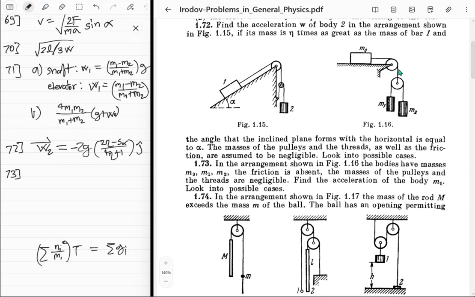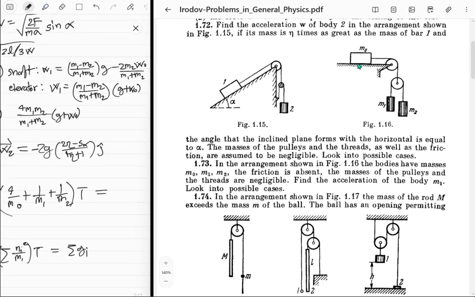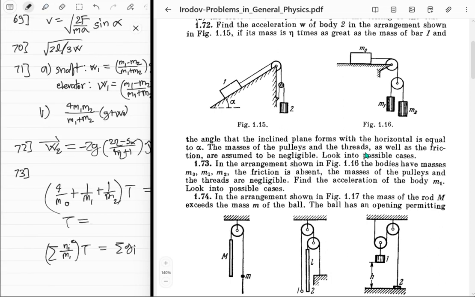So you have t, and this thing is 2t. So for this guy, the coefficient is 2. So you just have 4 upon m0, I think. Okay, plus what's this going to be? For this guy, it's just 1. So 1 upon m1 plus 1 upon m2. This times t is equal to summation of gi. So this has no retarding acceleration. This has retarding acceleration. This does have retarding acceleration as well. So this is just 2g. Exactly. So you can just get the tension from that.